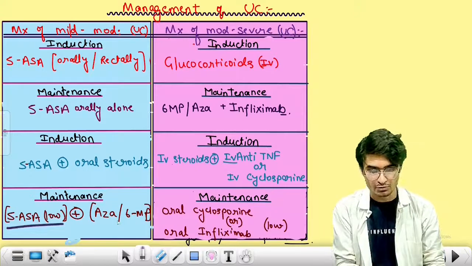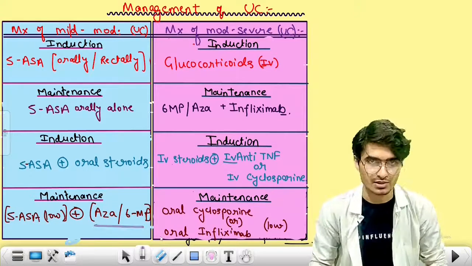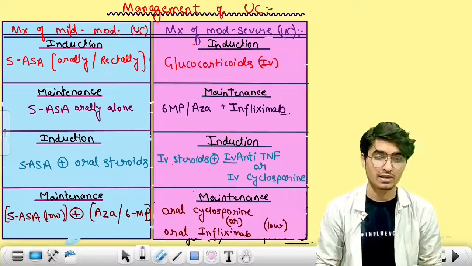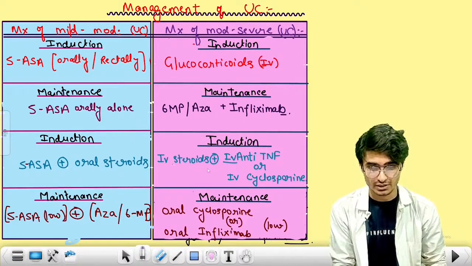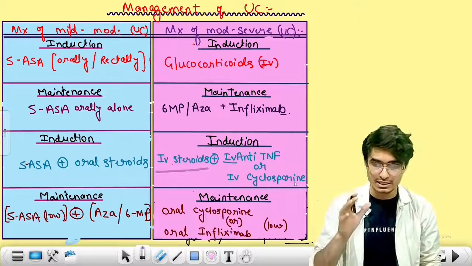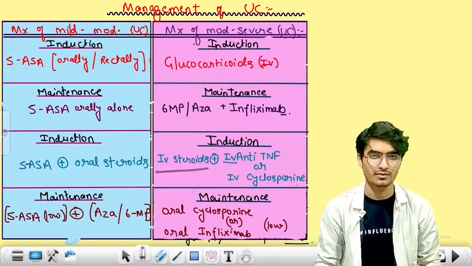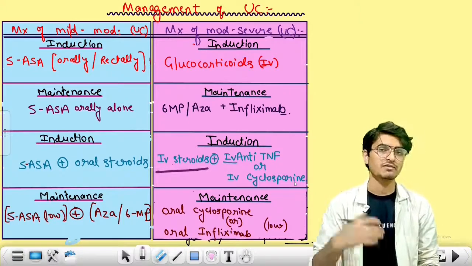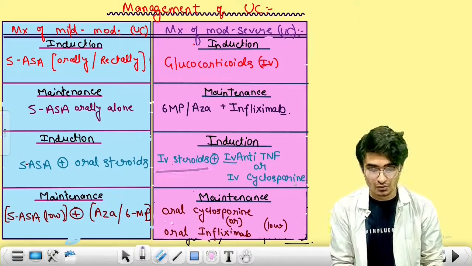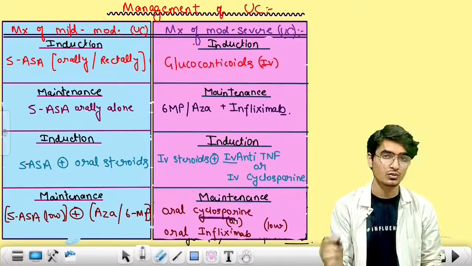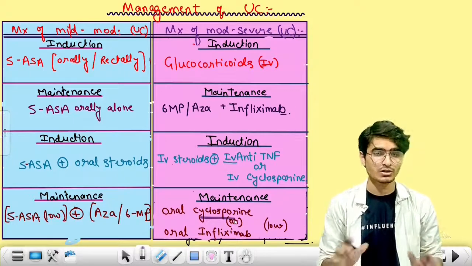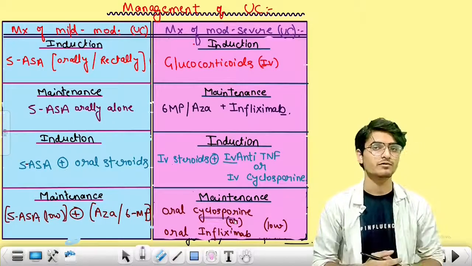Along with this, we need to provide the immunomodulators, right? Okay, that is the plus sign here. And if the patient relapses again, we need to provide IV steroids. Along with this, we need to provide the IV anti-TNF or the IV cyclosporine, right? And once the patient is having somewhat relief, we need to shift to the maintenance therapy. We need to provide oral cyclosporine or oral anti-TNF alpha therapy such as infliximab. Okay, this is the medical management of UC, right?